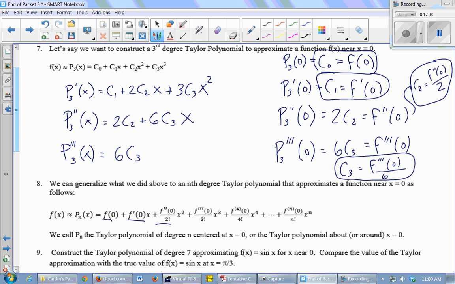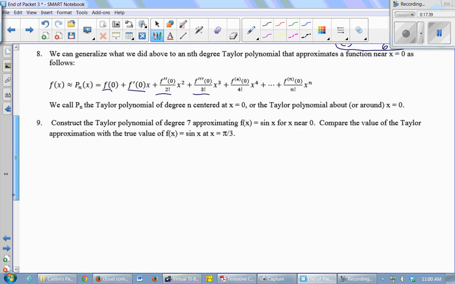2 factorial is 2, right? And then my next one, the coefficient on x cubed, turns out to always be f triple prime of 0 over 6. And I wrote that 6 as 3 factorial. 3 factorial is 6, right? So if I continued this process, my next coefficient, the coefficient on x to the 4th, will be the 4th derivative at 0 over 4 factorial.